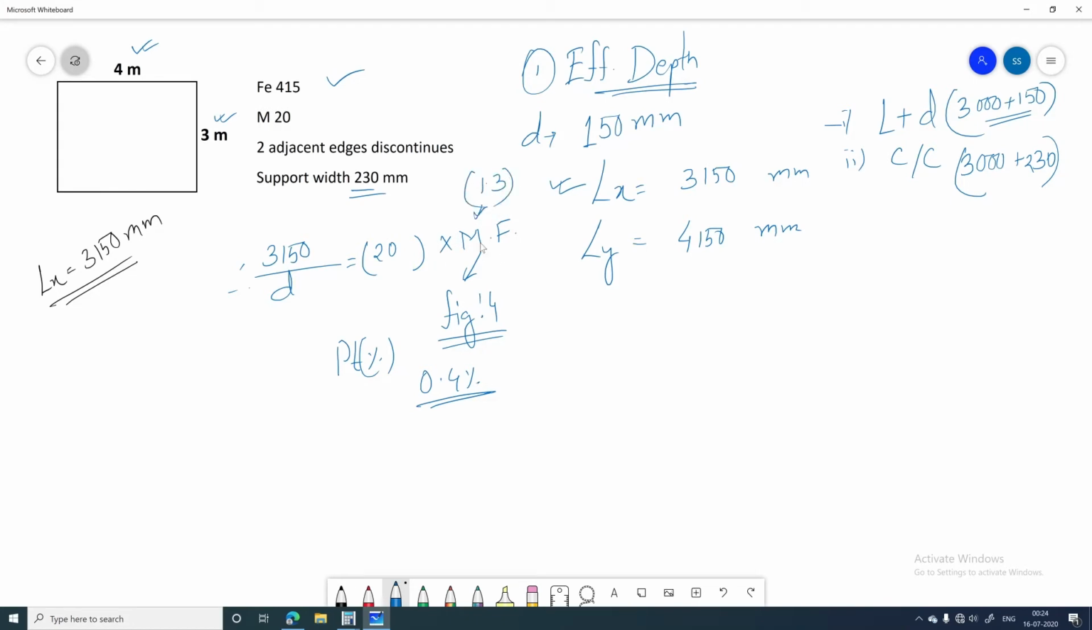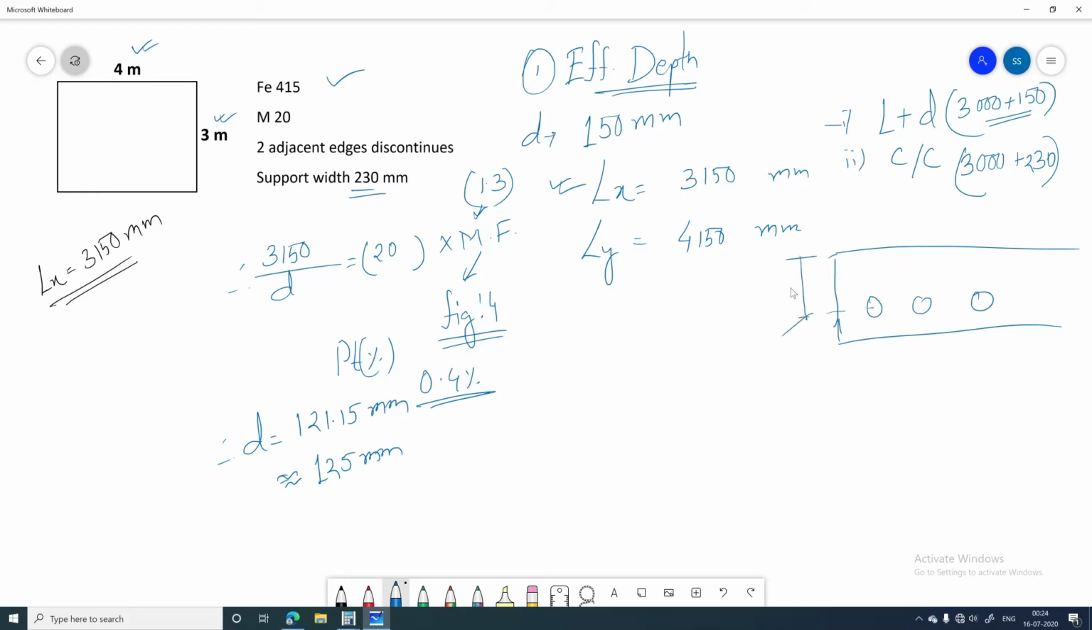Okay, so when you put here 1.3 and solve this equation, the value of D you got is 121.15 mm. So we consider here near about 125 mm. Now, as we know, the effective depth is 125. If you see the diagram, suppose this is a slab and these are the reinforcement, this one is the small d, right?